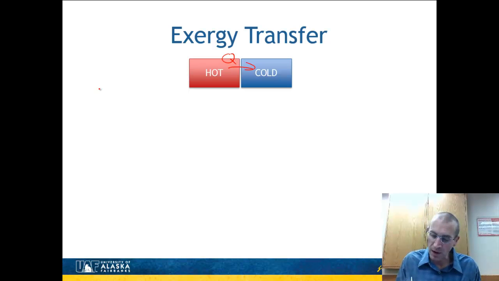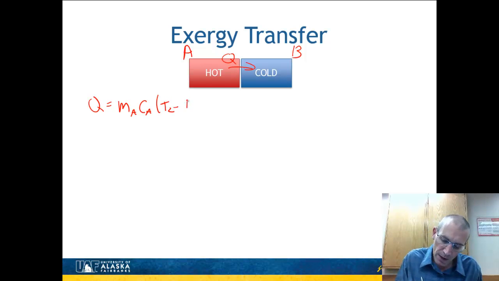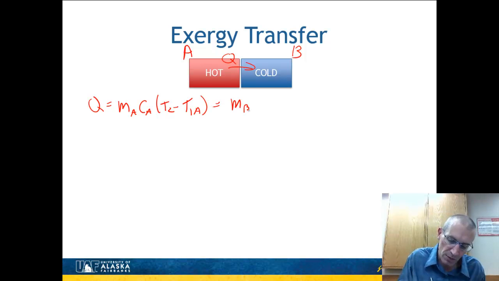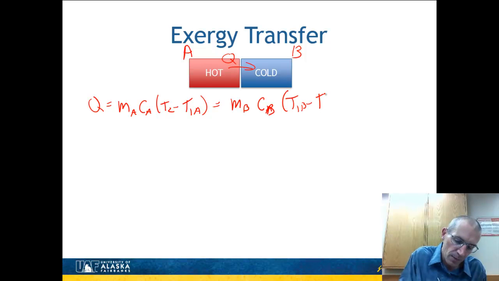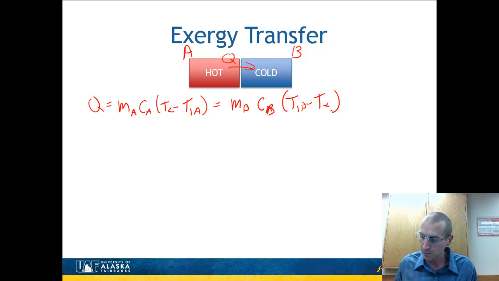If I wanted to know the amount of heat, I would use the first law. So Q would be equal to the mass of, I'll go ahead and call this block A and this block B, the mass of A times the heat capacity of A, (T2 minus T1A). And that's the same heat that goes into this block, which would be the mass of block B, heat capacity of B, and that would be (T1B minus the final temperature T2), and at T2 they're in thermal equilibrium.